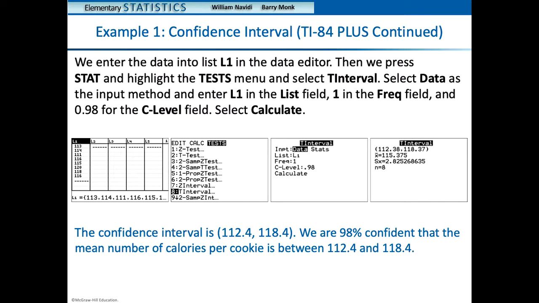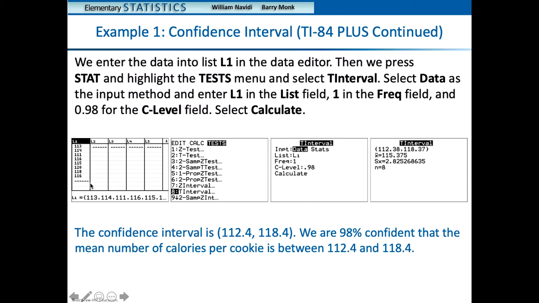So if you're doing an example like this one, the first step you need to do is actually to open up your list editor. Which again, you do that by pressing the Stat button and then highlighting the word edit, pressing enter, and it brings up your list editor. And then in list L1, you would want to type in your raw data. In this case, the 8 numbers that are given in our sample. Just type those numbers into L1.